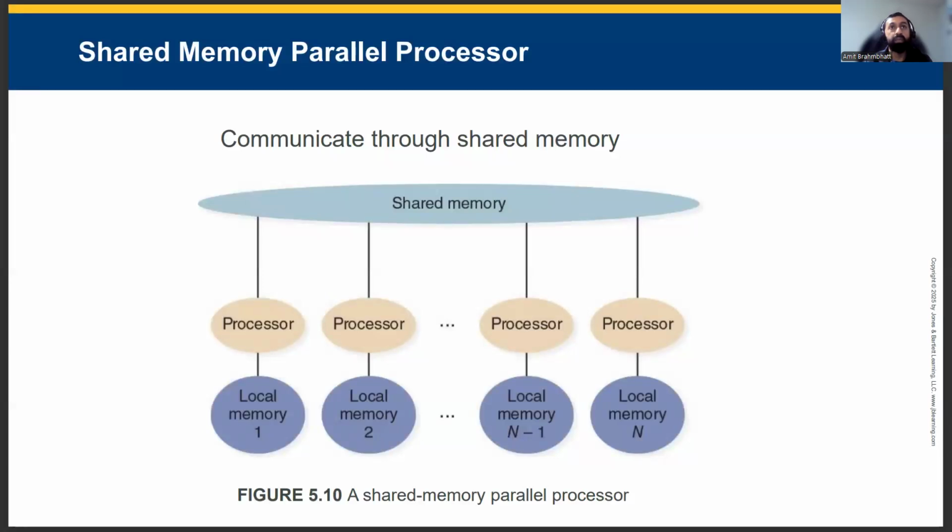Shared memory parallel processors communicate through shared memory. Multiple processors or cores share one memory space. It's convenient. Everyone can see the same variables, but you need synchronization so two processors don't clobber each other's data. Think roommates sharing a whiteboard. Great for coordination if you set some rules.